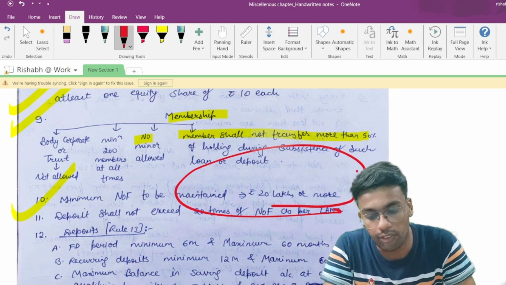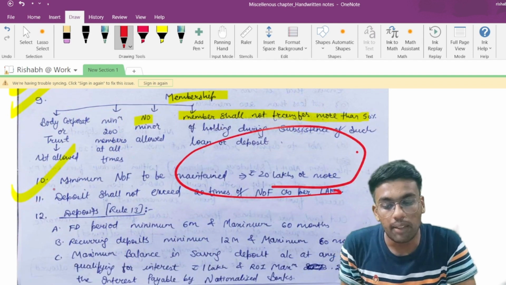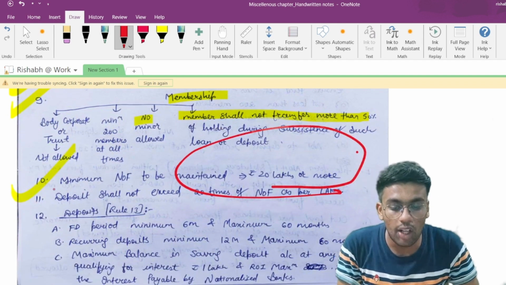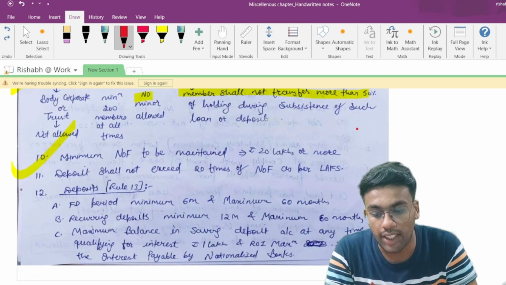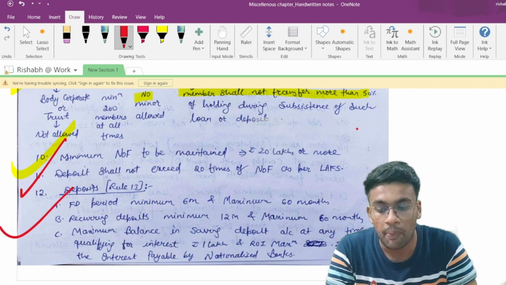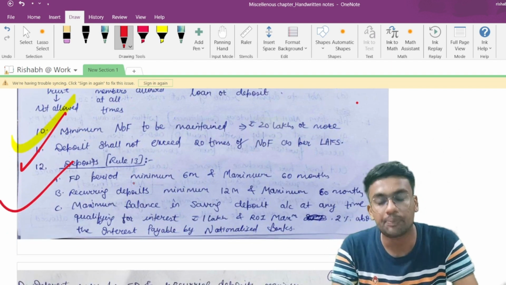So please be very careful with this provision. Now point number 11 talks about deposits shall not exceed 20 times of the net owned fund as per latest audited financial statement. Point number 12 with respect to deposits.